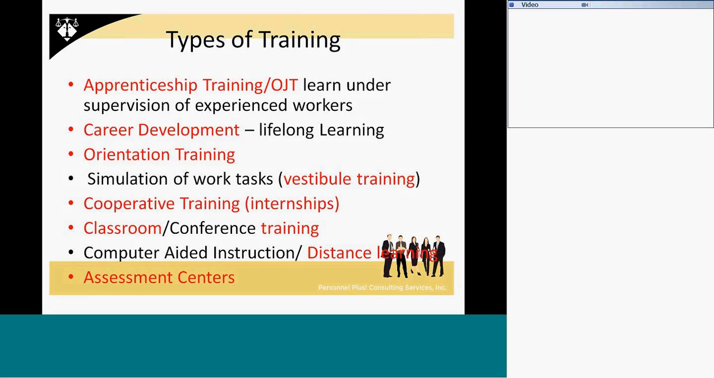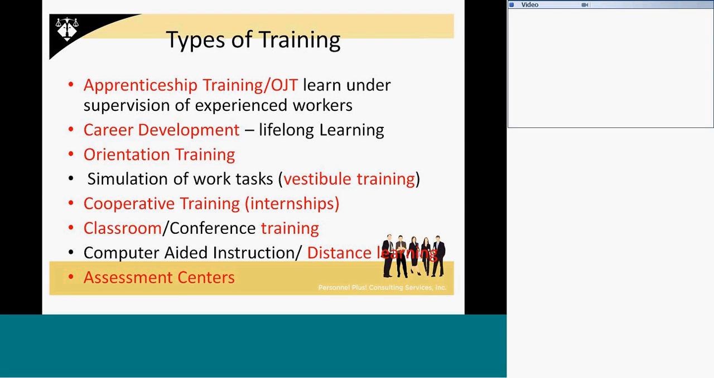Cooperative training, otherwise known as internships, is often where there's some sort of a linkage between an employer and somebody like a university or vocational school, where people come in to learn how to apply information that they were exposed to in their more academic part of their training process. Classroom or conference training typically is the kind of thing where you go off to a SHRM conference or one of GI's training classes and you learn about things away from the workplace.